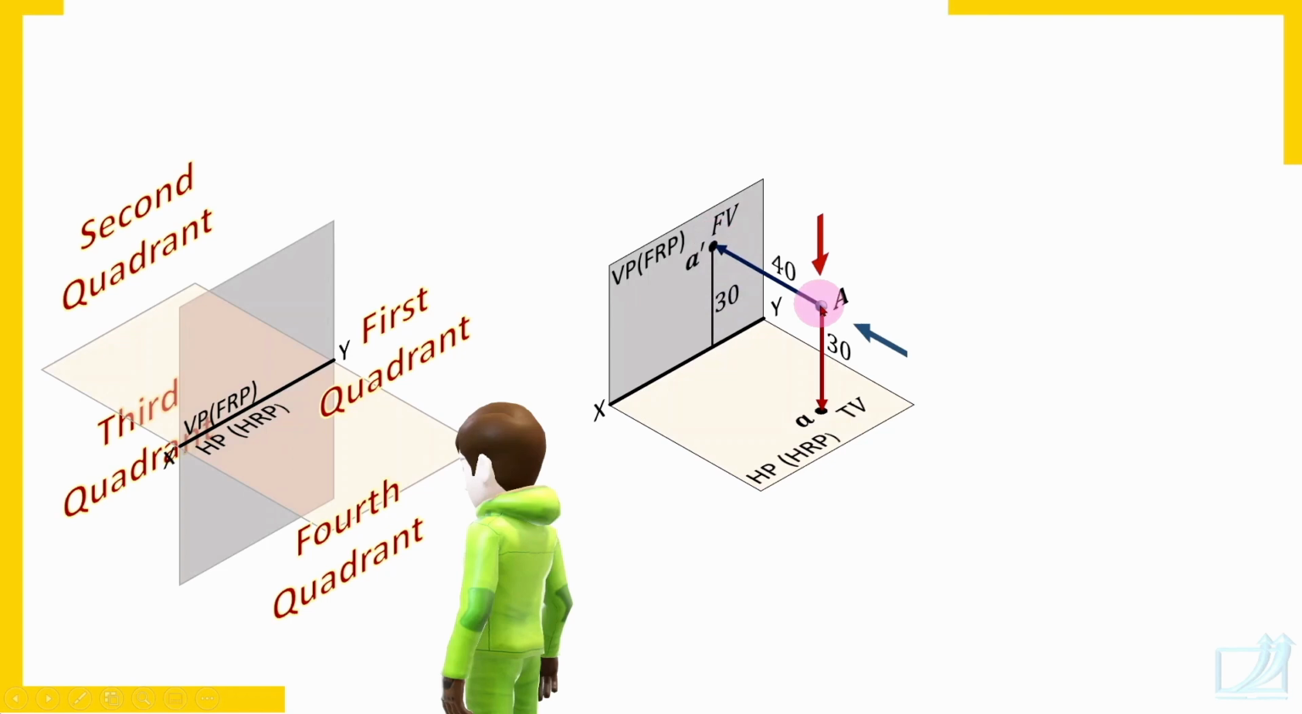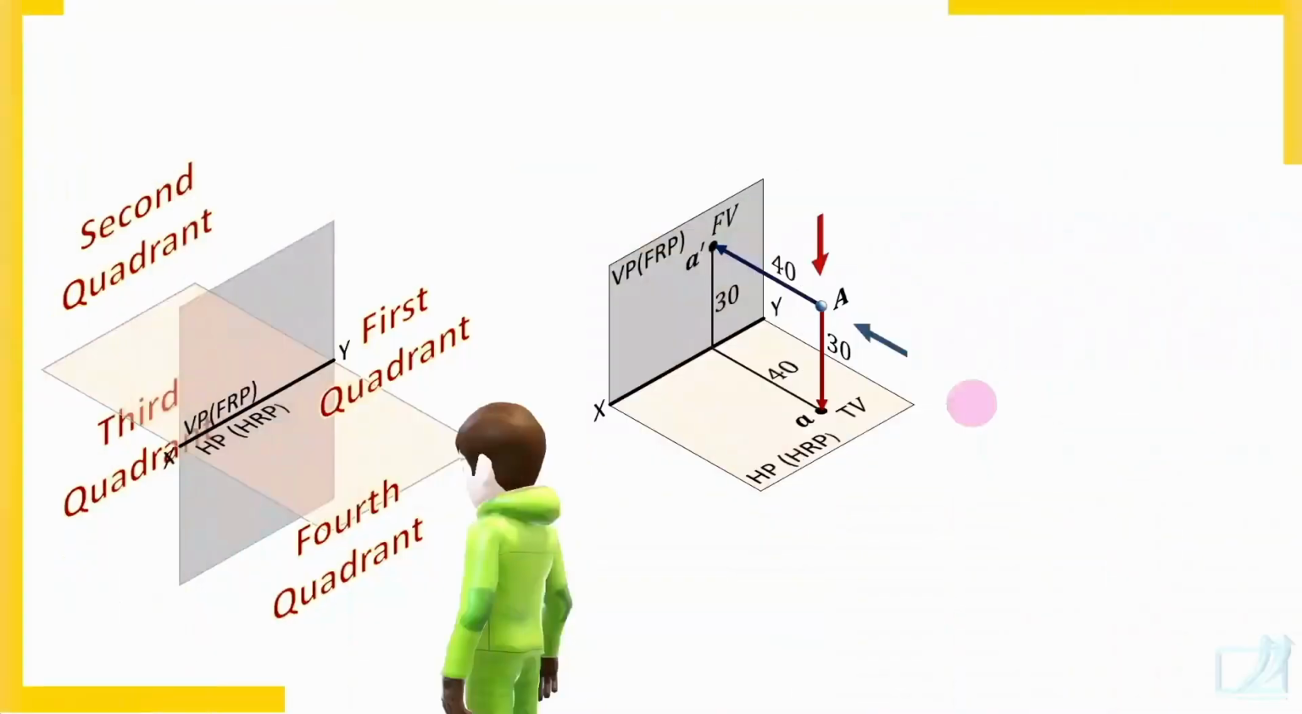Now what is the distance of point A from VP? 40 millimeters. This 40 millimeter distance appears in HP also. Watch here. Point A is 40 millimeters from VP. Now watch its top view. Top view is 40 millimeters from XY line. So we say that top view gives the distance from VP. So front view gives distance from HP and top view gives distance from VP. These two statements are very important in engineering drawing. Front view gives distance from HP and top view gives distance from VP.